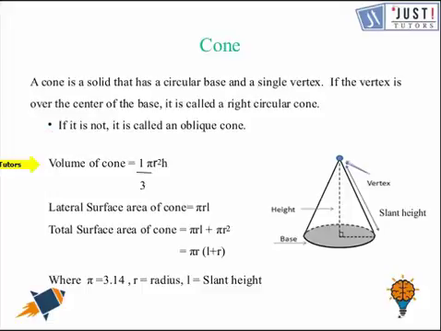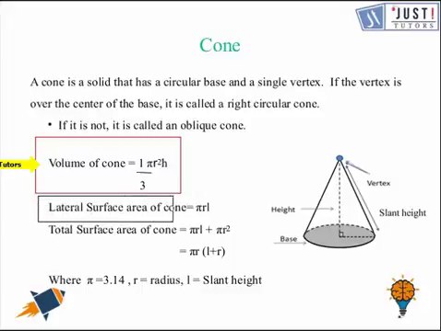If you are calculating the volume of cone, the formula is 1/3 pi r squared h. If you are calculating the lateral surface area, that is the curved surface area, in which we are not including the base, it is pi r L. L stands for the slant height.